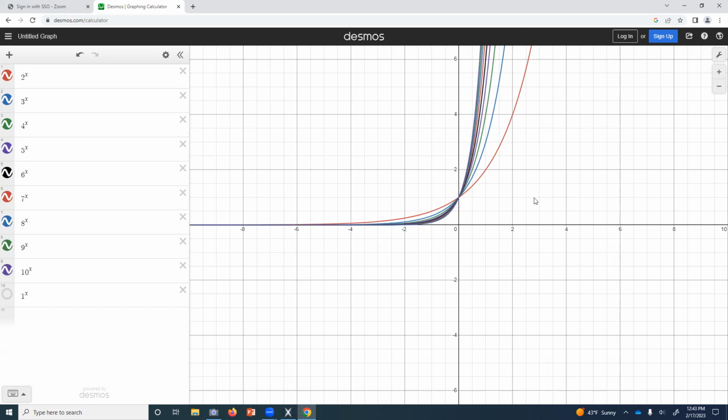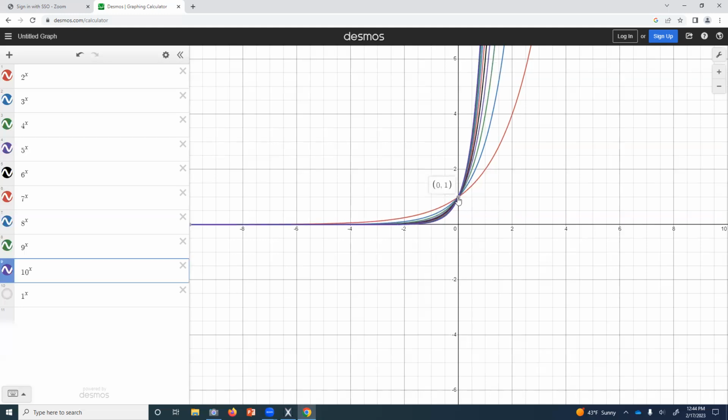Now, all of these have one thing in common. Where do all of these cross the y-axis? Right here at (0, 1). And that should make sense. No matter what, when you put in 0 here, 2 to the 0, 3 to the 0, 4 to the 0, 5 to the 0, and so on, anything to the 0 power is 1. So they all have the same y-intercept.